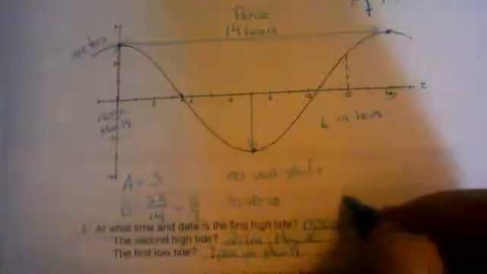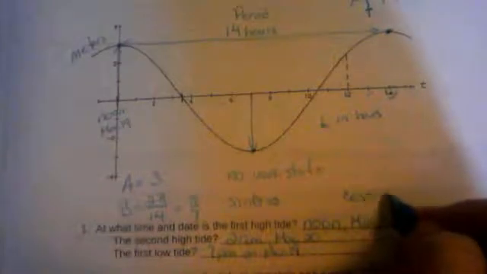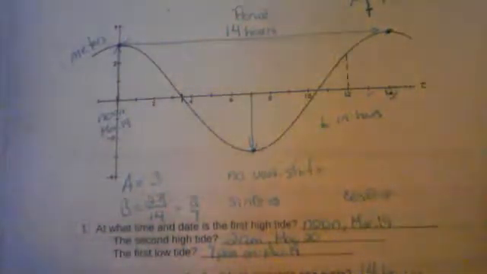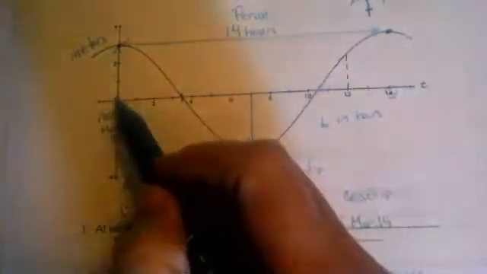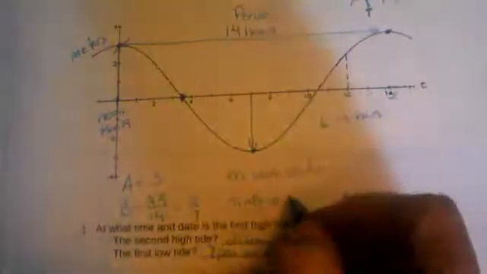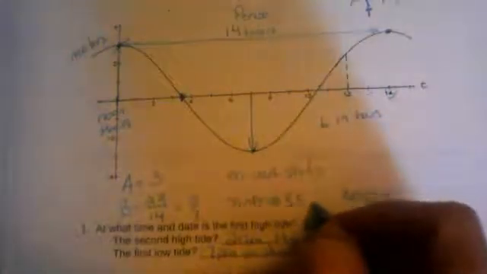For the horizontal shift, that's going to depend on whether we're writing the equation for sine or whether we're writing the equation for cosine. So if I'm writing the equation for sine, I'm looking for the first time I cross the x-axis, which is right here at 3.5. For the cosine, I'm looking for the first high point, which happens to be right there on the y-axis, so there's no shift.